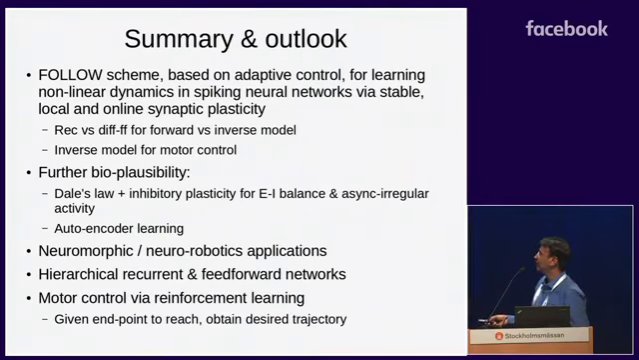And finally, currently we were giving the full desired trajectory, and then the inverse model was producing the torque. But let's say only the endpoint is given, or only a higher order goal is given, then you would require reinforcement learning. So we are looking at how to combine these forward and inverse models with reinforcement learning or other reward-based learning for motor control.